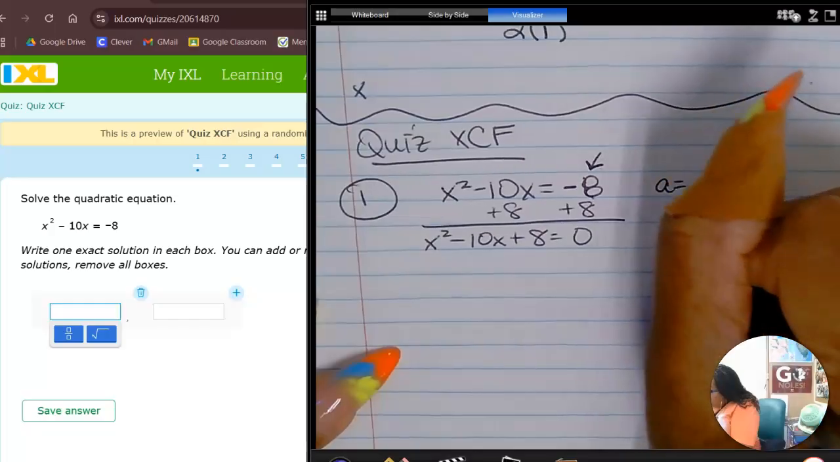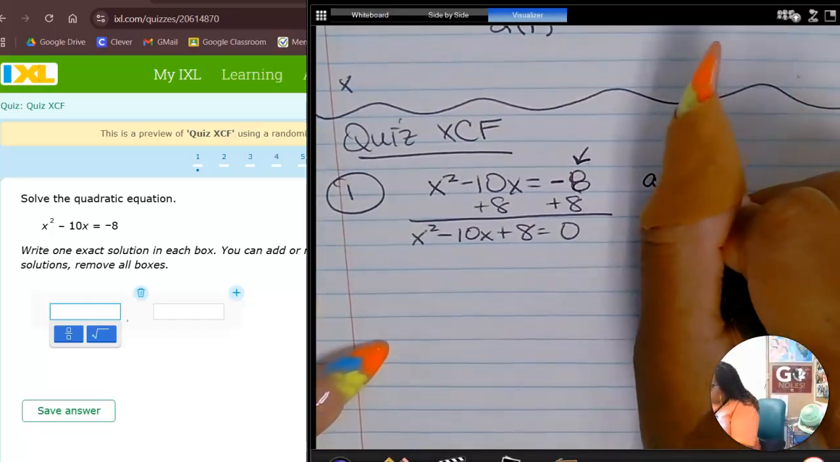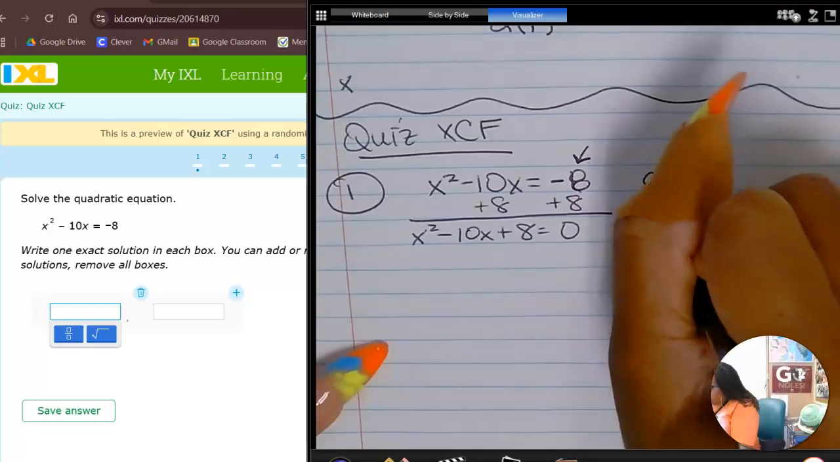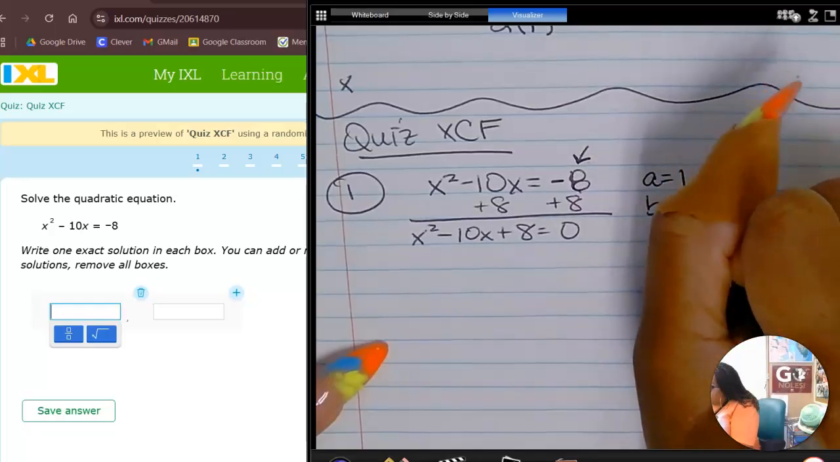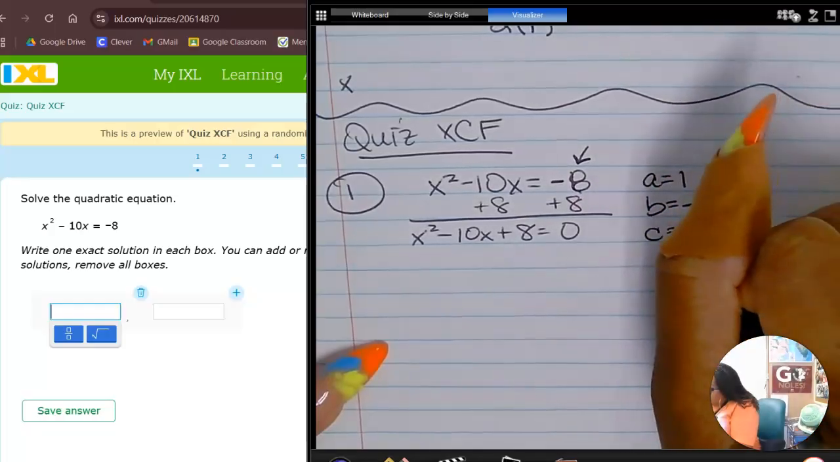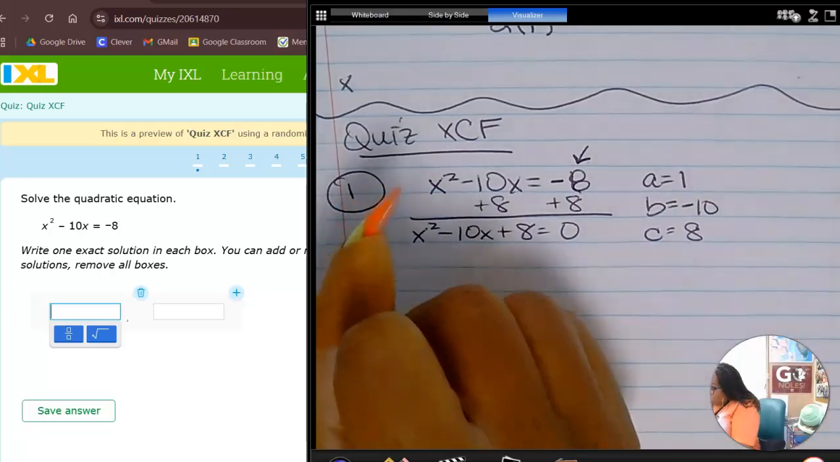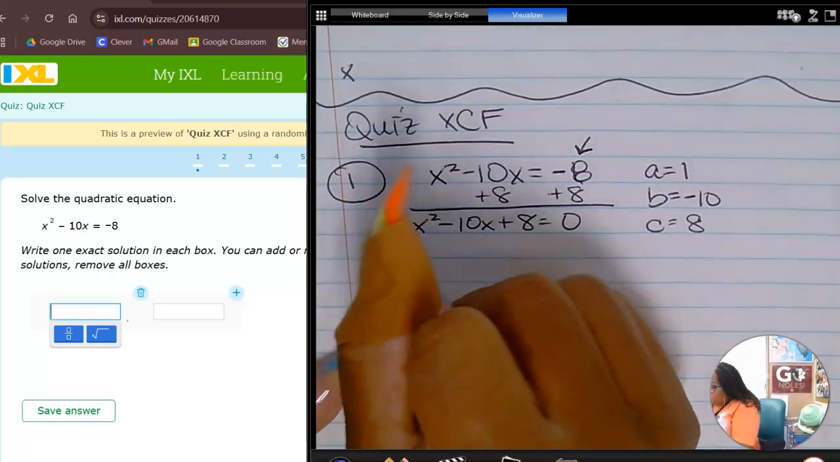X squared minus 10x plus 8 equals 0. Who's A? 1. Who's B? -10. And who's C? Positive 8.